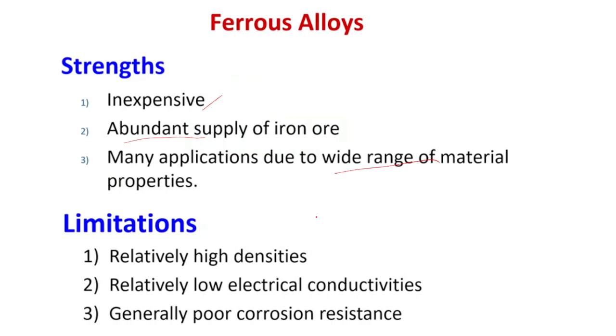But the limitations are that they have very high density and relatively low electrical conductivity. That is, it's electrically conductive, but not as good as some other materials such as copper and aluminum. Also, they have poor corrosion resistance. We might have noticed that any iron compound quickly turns into iron oxide, which is also known as rust.